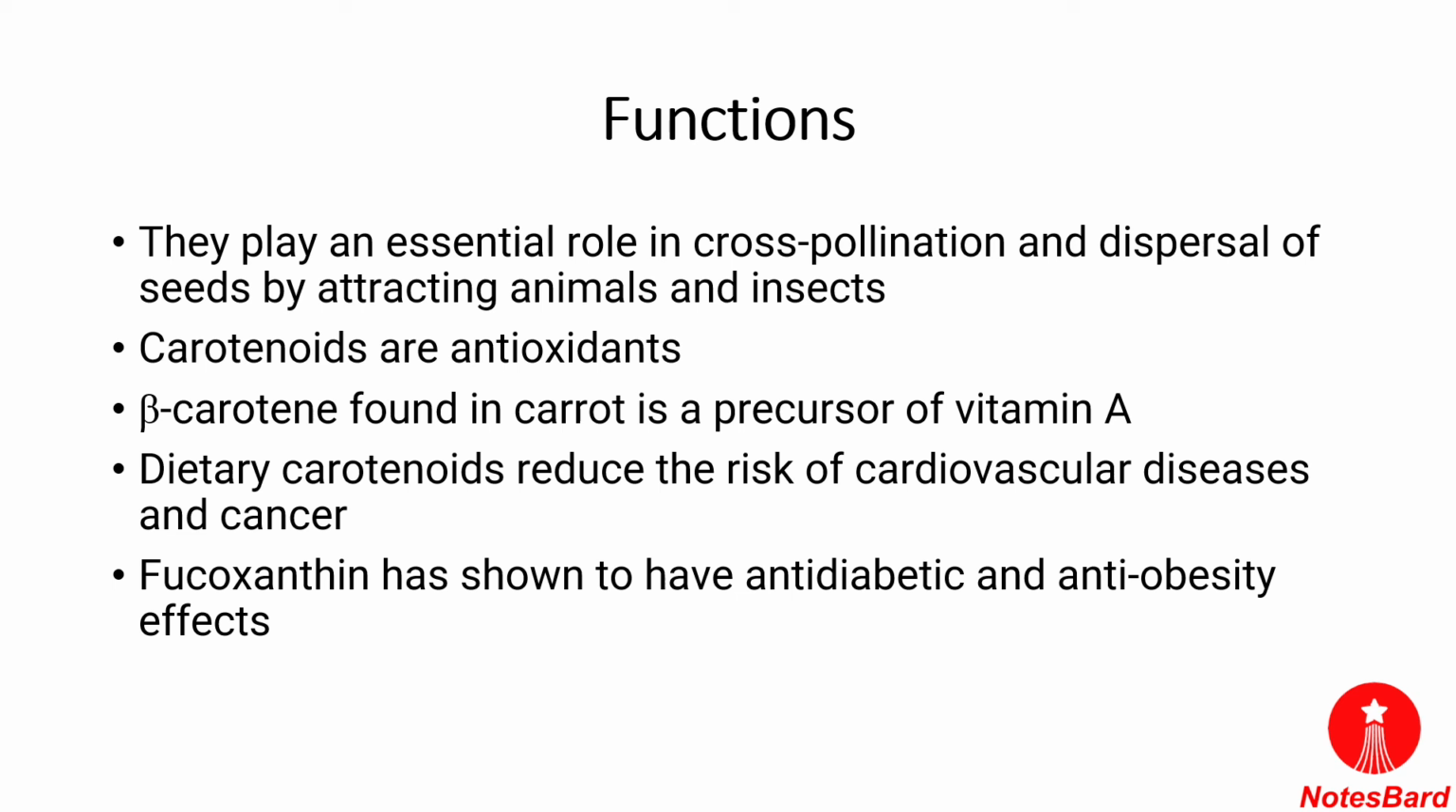the cross-pollination. Now the carotenoids, which are one of the pigments of the chromoplast, are antioxidants. Beta carotene, which is present in the carrot, is a precursor of vitamin A. So carrots are rich in vitamin A, which is very good for your eyes and your health. Then dietary carotenoids reduce the risk of cardiovascular diseases and cancer. So this is where the role of dietary carotenoids comes in. And some of the chromoplasts also show anti-diabetic and anti-obesity effects as well.